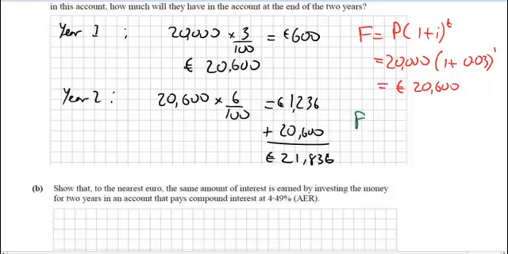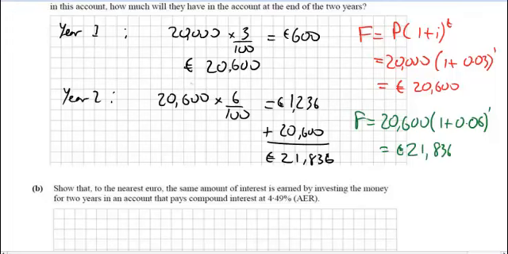The final amount is equal to the principal sum, which would be 20,600, times 1 plus 0.06, because 6% is 0.06, to the power of 1, and that would give me the 21,836. So there's a couple of ways of doing it there. Whichever way you find easier is the way I'd go with.